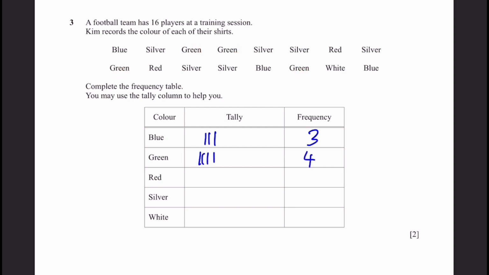Frequency 4. Red, we have 1, 2, and no more. So we have 2 there. 2 in frequency. For silver, we have 1, 2, 3, 4, 5, 6. That's 6 silver. So 1, 2, 3, 4, 5 like that, and then 6. And for white, we have just the one over here and nobody else. So white is 1 and 1. That's the answer.